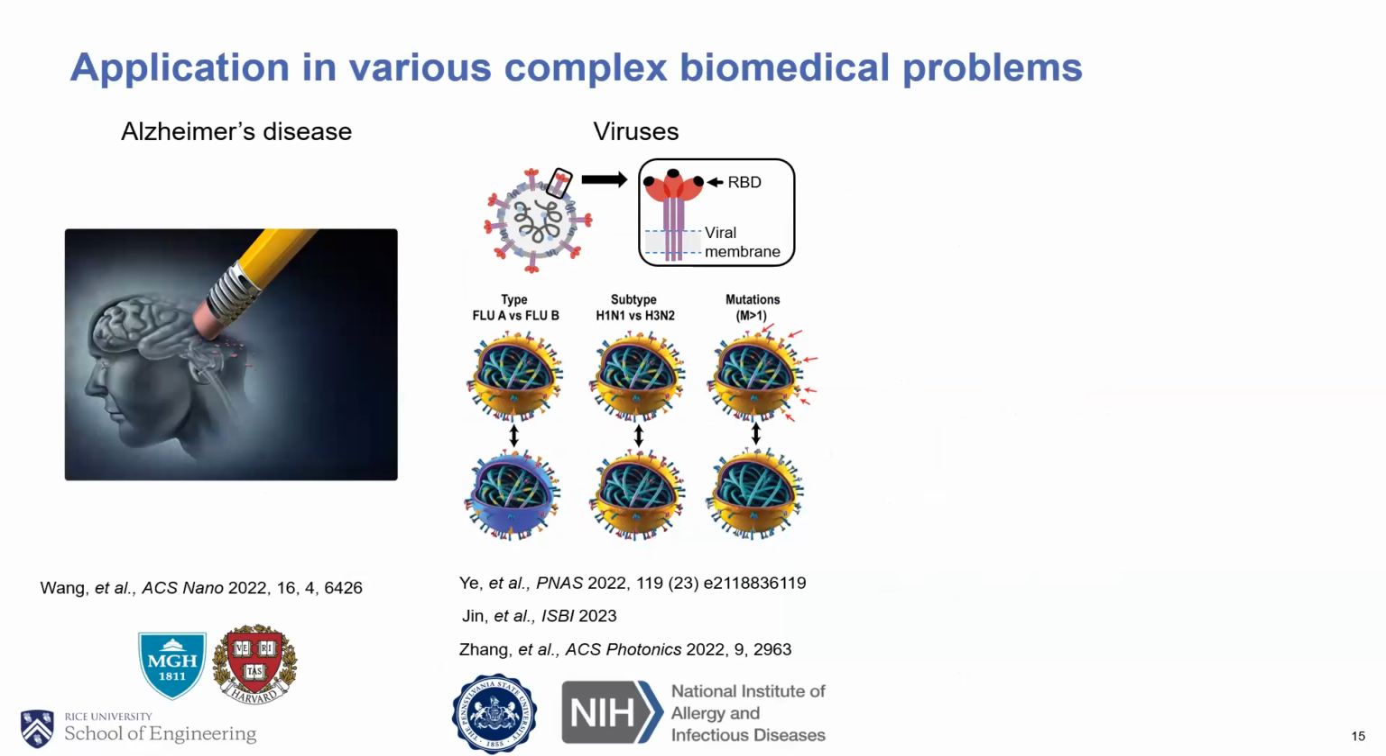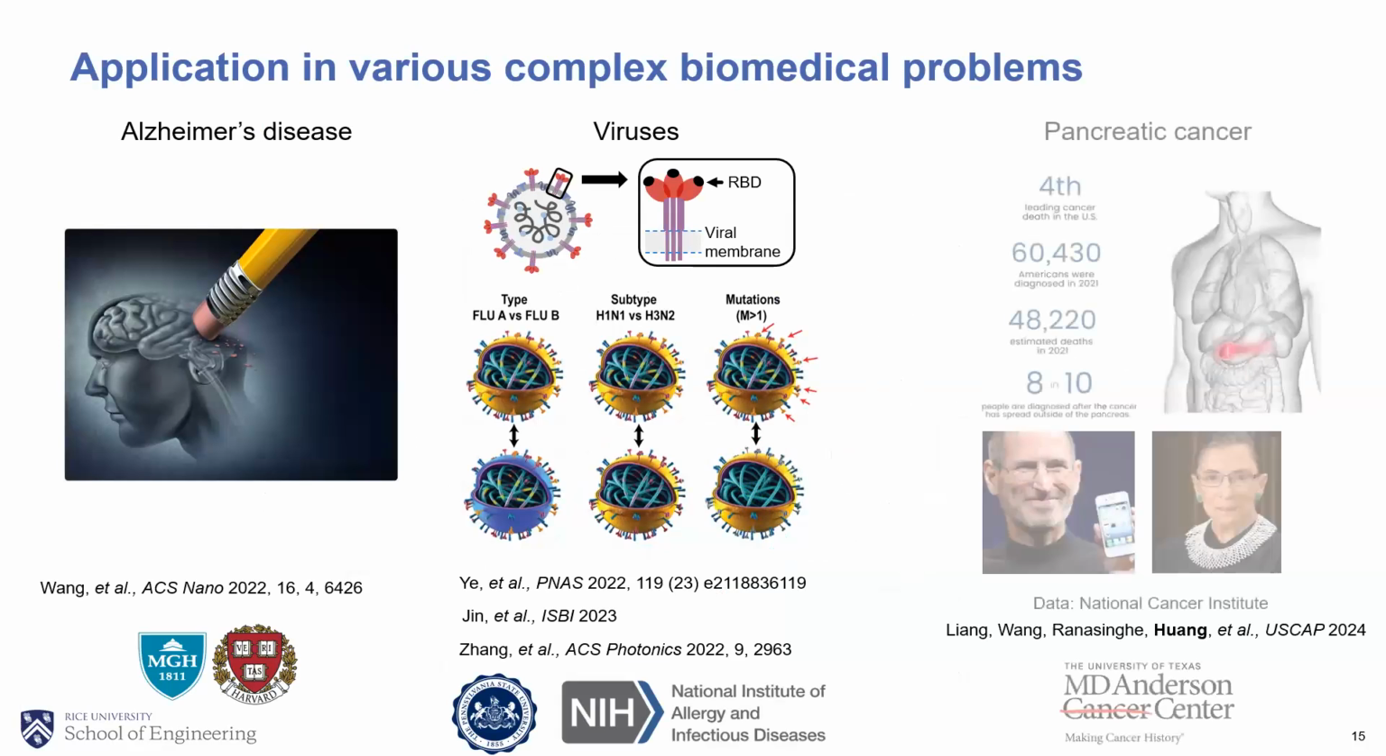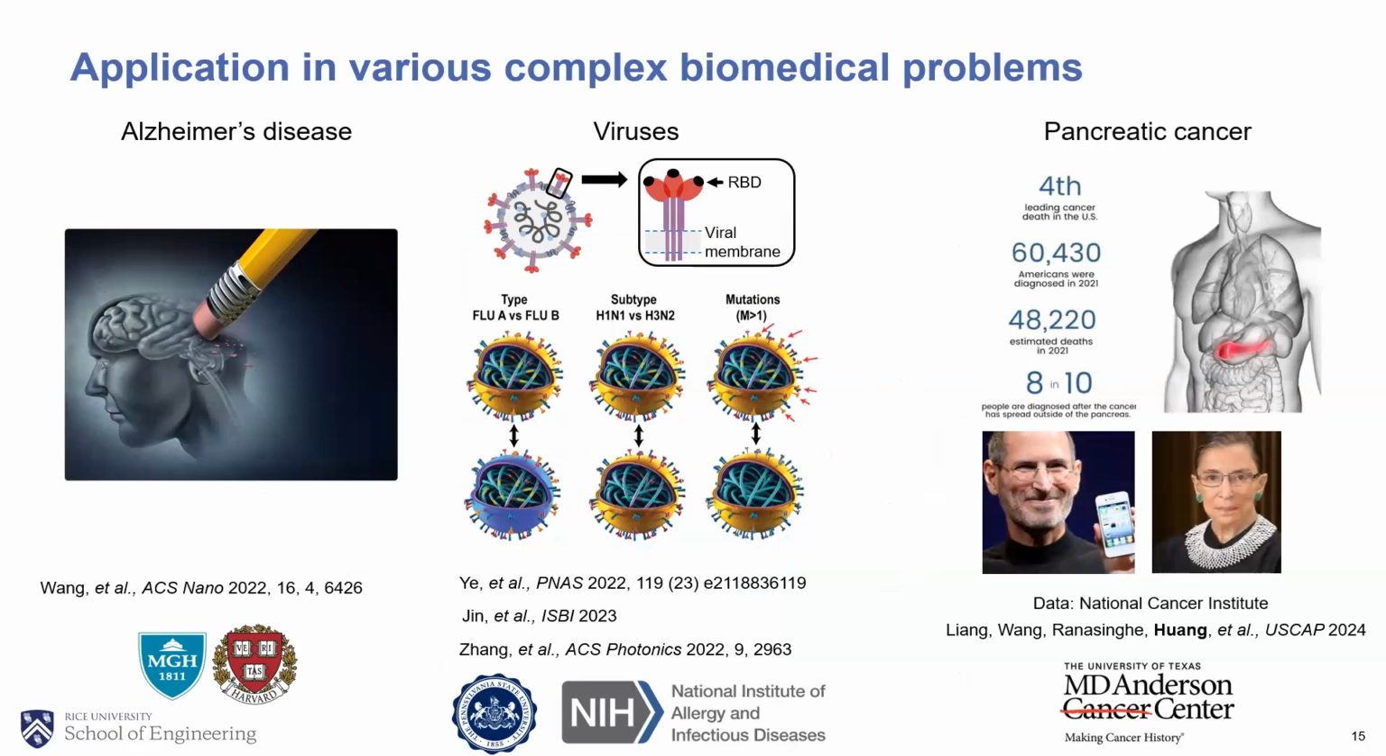So far, we have been using Raman spectra with machine learning to analyze Alzheimer's disease and to understand viruses. Next slide. And very recently, we also tried to use a similar strategy to understand another complicated disease, which is pancreatic cancer.